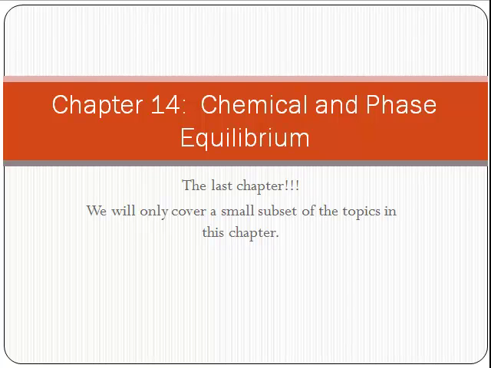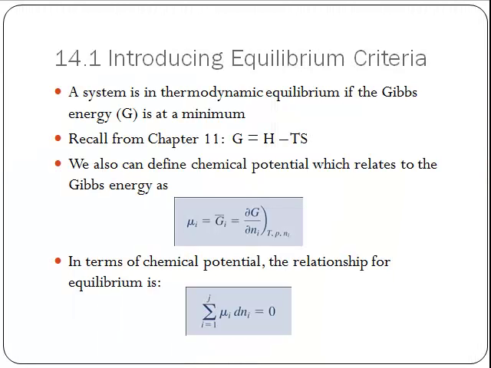So our last chapter is chemical and phase equilibrium. We're only going to cover a little bit of this because we're out of time for the semester. But some of these topics can help you with understanding a little bit more about chemical reactions. So first, the equilibrium criterion.